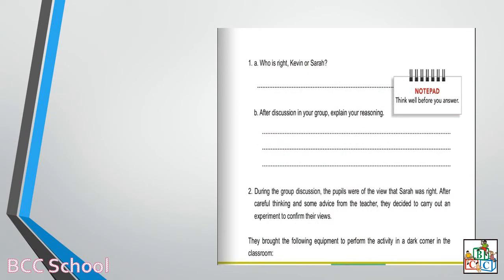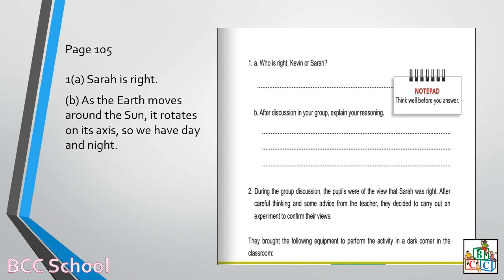Okay, children, I hope you're able to understand the topic. Let us move on to page 105. You have question number 1a. Who is right, Kevin or Sarah? After having read the conversation, I guess you're able to understand and answer the questions. So who is right, Kevin or Sarah? Obviously, Sarah is right. The answer is Sarah is right.